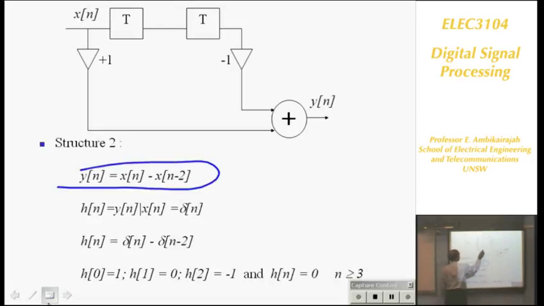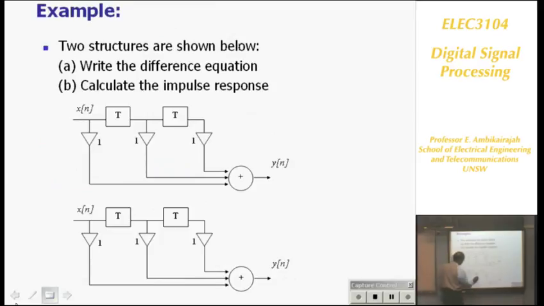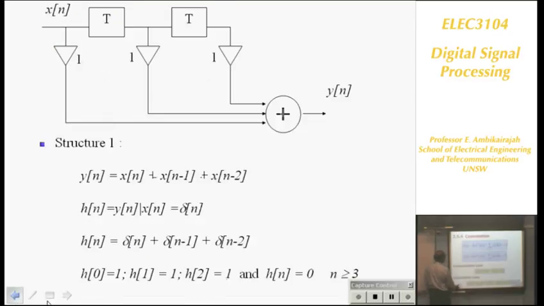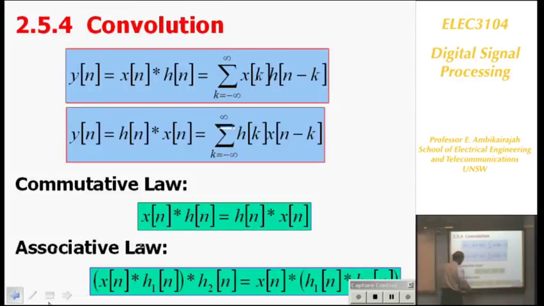There's no x[n-1], nothing. So the impulse response will be 1, minus 1. Minus 1 was the original question. So go back here and change this, this is out, and this is minus 1, for the second structure. Yes, that's right, that's correct. Anyway, that's basically the impulse response.